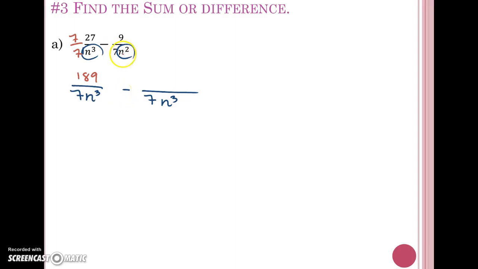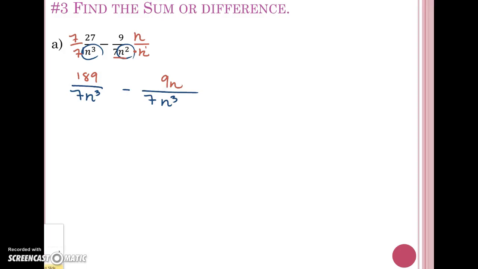And then for this one, what's the difference between the 7n squared and 7n cubed? Well, the 7's were the same, but I went from n squared to n cubed. How did we do that? Well, I would need to multiply by another n here, because n squared times n is n cubed. And whatever I do to the denominator, I'm also going to do to the numerator. So negative 9 times n, 9n. I'm not going to make that negative sign there, though.